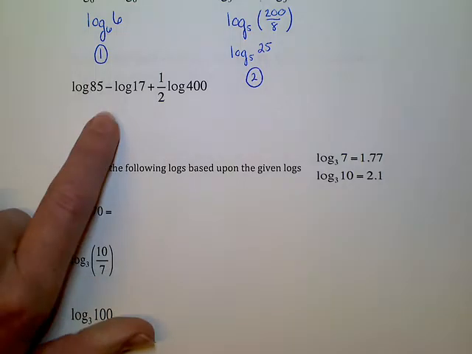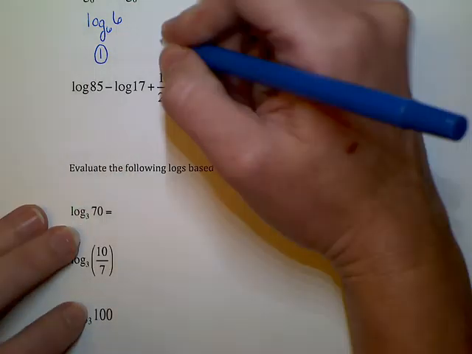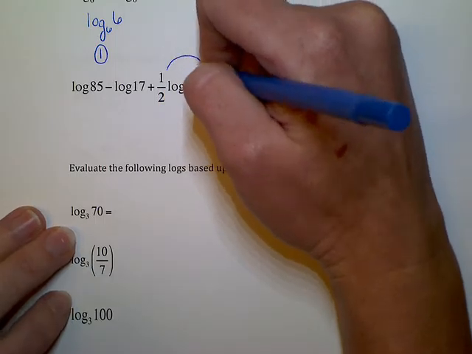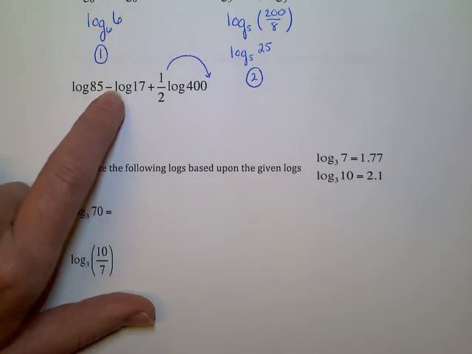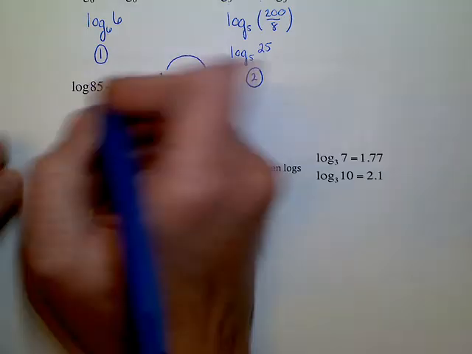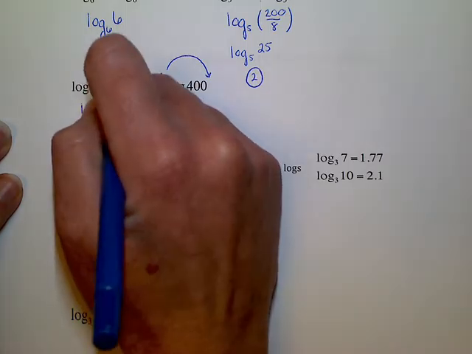This one, we've got 3 different logs, all again base 10. So a couple things I can do. One, I'm going to move that 1/2 as an exponent on the 400. And I also see that I am subtracting those two logs, so we can divide the insides. Again, base of 10. We can write it in there if we'd like.